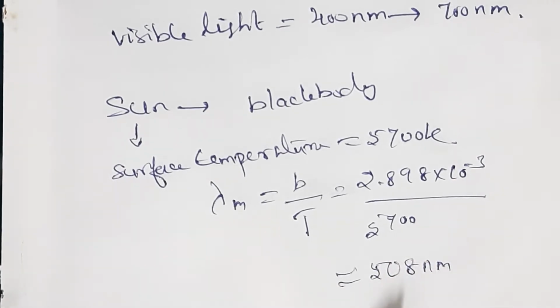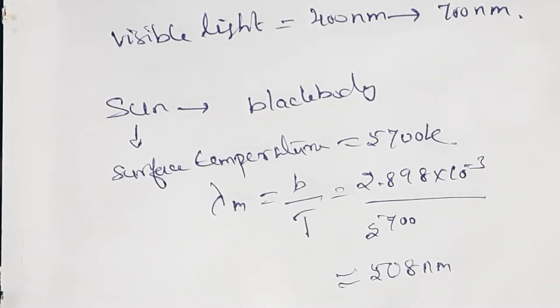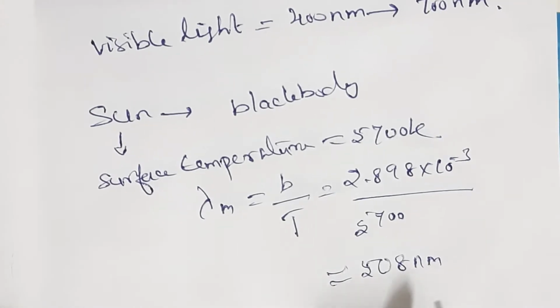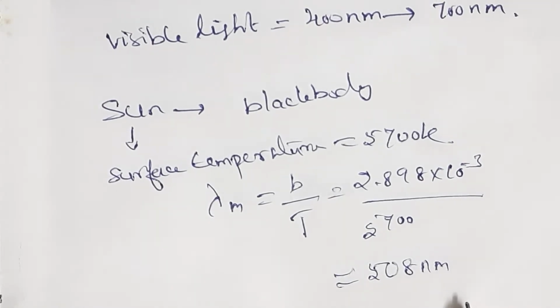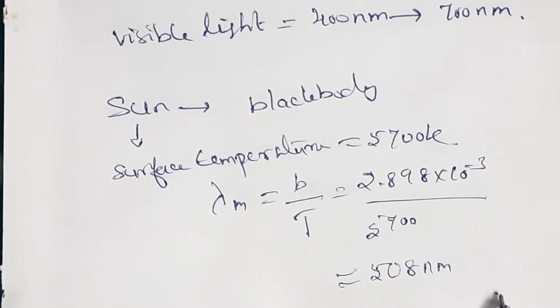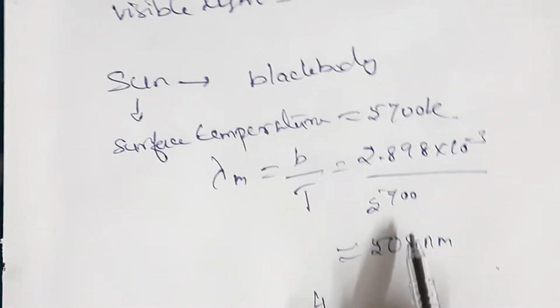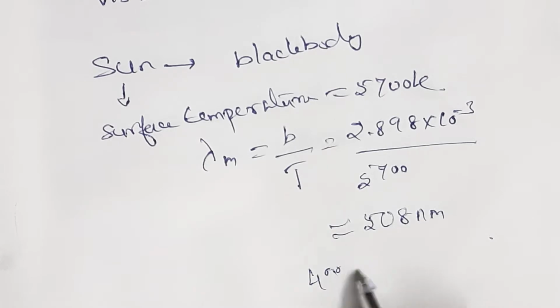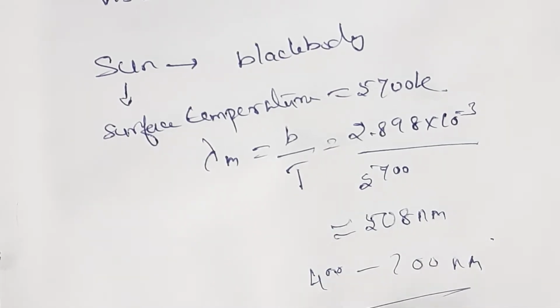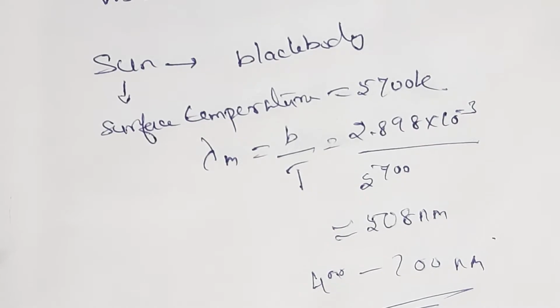So this range we are able to see. According to the sun spectrum, the radiations emitted by the sun lie between 400 to 700 nanometer, which is the visible part of the spectrum. So 508 is a visible wavelength. In the sun spectrum, we can see the range of about 400 to 700 nanometer. In this range only, the visible light is available.